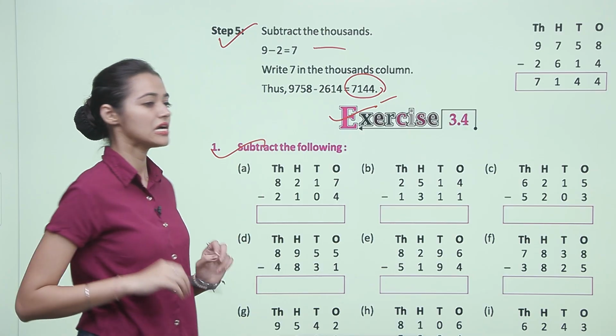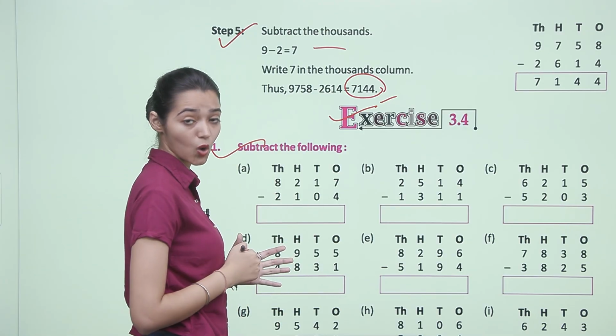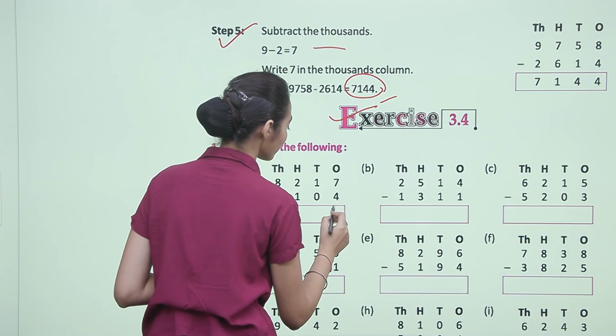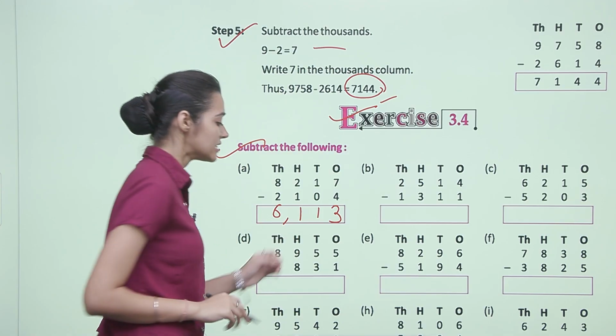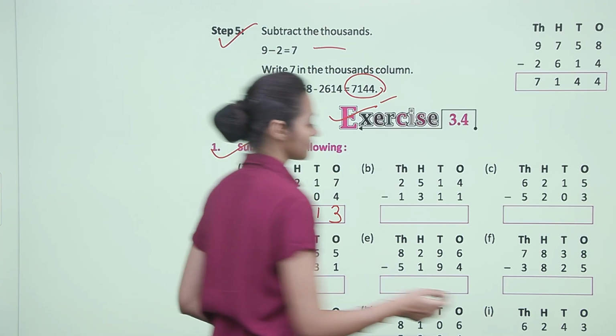Now let's start with exercise 3.4. In the first part, we have to subtract the following. Here in the first one, we have written all the numbers in the place value column. Now we will subtract the ones column. Here we have 7 minus 4 is 3, 1 minus 0, 1, 2 minus 1, 1, and the answer is 6113. That's how you can solve the remaining part.